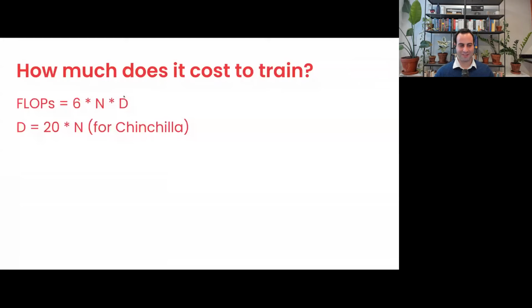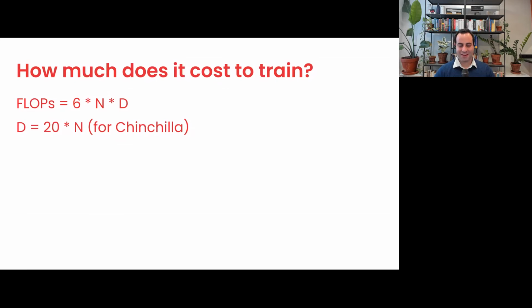Okay, so let's talk about cost. So here's how much it costs to train a network in a nutshell at a very high level. A flop, or a floating point operation, is one computation on a GPU or a TPU or any kind of ML accelerator, usually a multiply-add or something along those lines. And we approximate by saying that basically all floating point operations cost about the same thing.